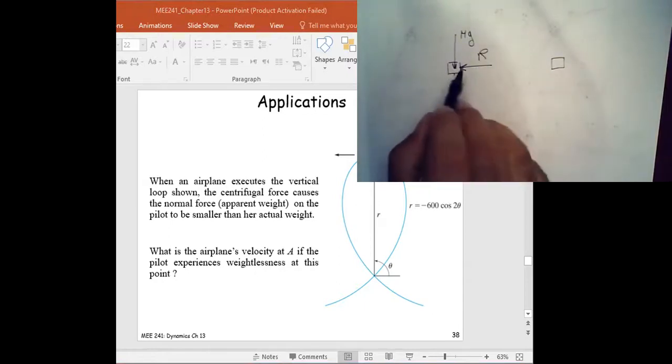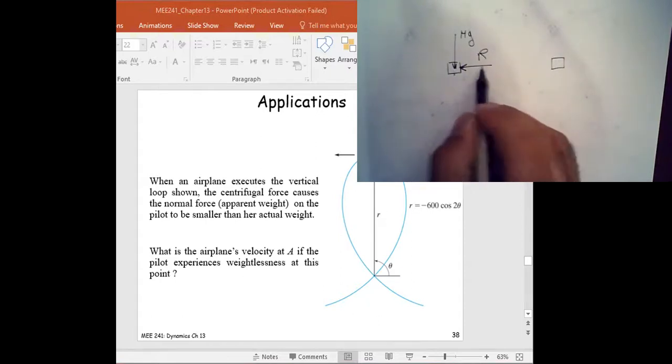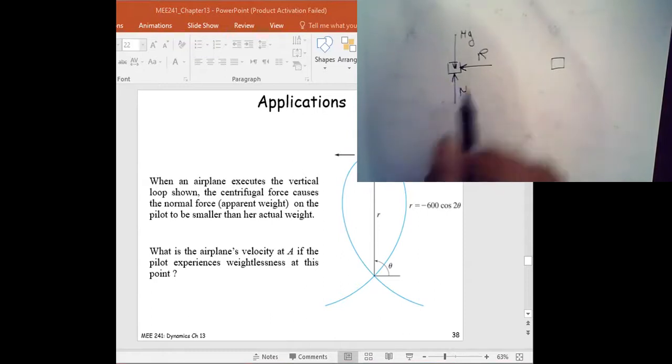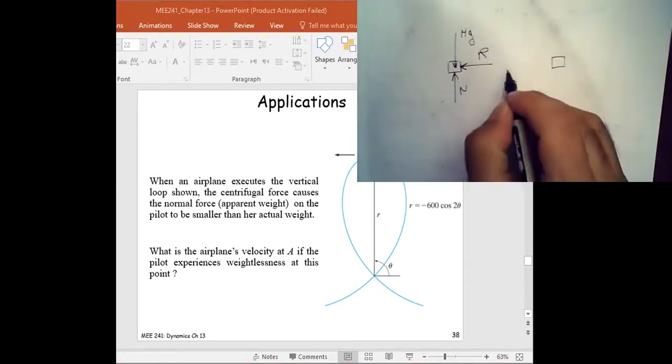So R is the force that the seat applies on the pilot, and N is also a force that the seat applies on the pilot. Does that make sense? So this pilot is sitting here, and he has a weight. R is on his back, and N is on the bottom, pushing him either up or down. We don't know. So now we just have these two values.